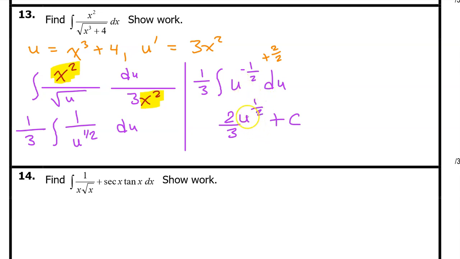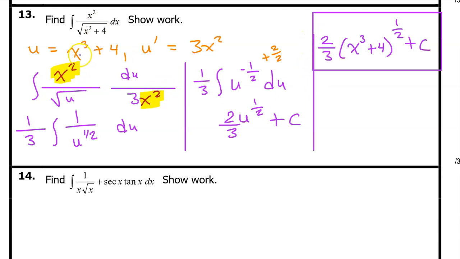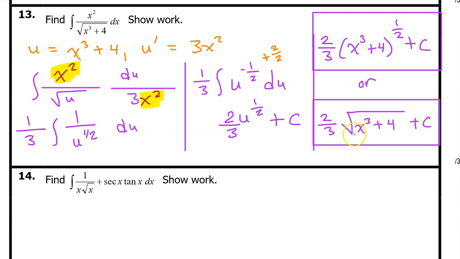We can't stop here. We need to take it all the way back to having x's again. Substituting x to the third power plus 4 back in for u gives us this. And this is one version of the final answer. Or you can just rewrite it with a square root instead of the 1/2 power. Here's another version of the answer. This is what you would probably find on a multiple choice question.